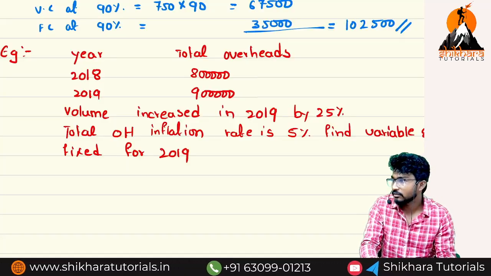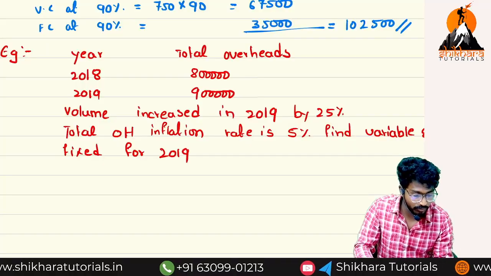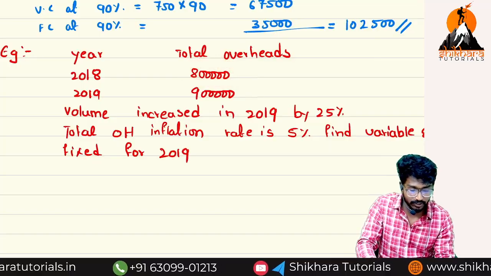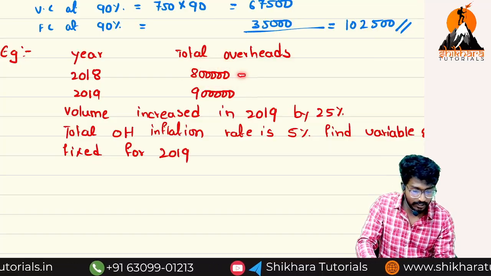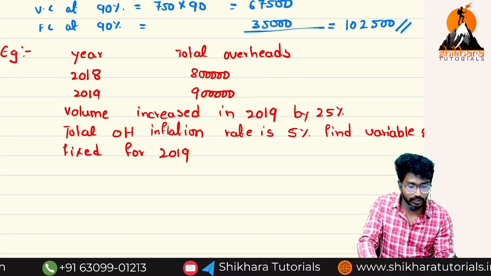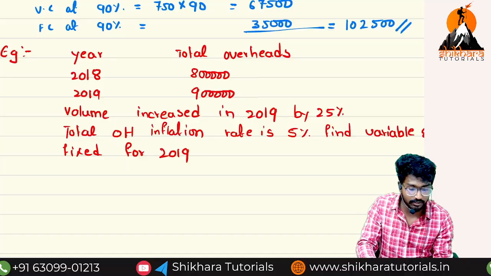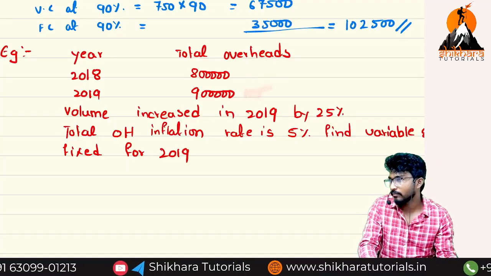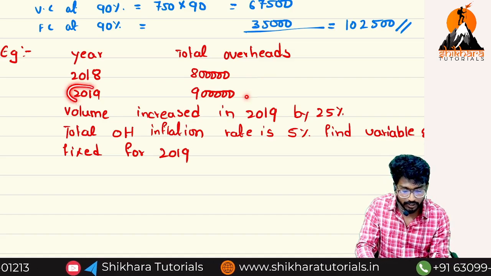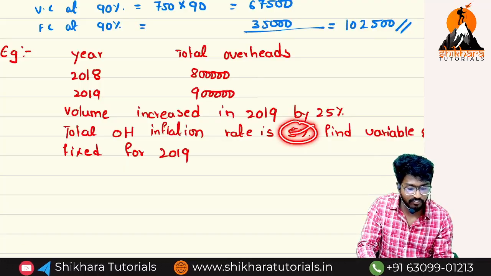Now if I take 2018 as a base, that means for 2018 at 8 lakhs my rate is 100 rupees. My rate is how much? 100 rupees. For 2019 what happened? 5% increase. That means my rate is at how much here? 105. Now I am making 2019 constant by removing this 5% inflation rate.